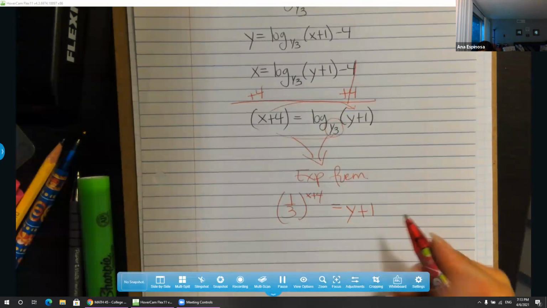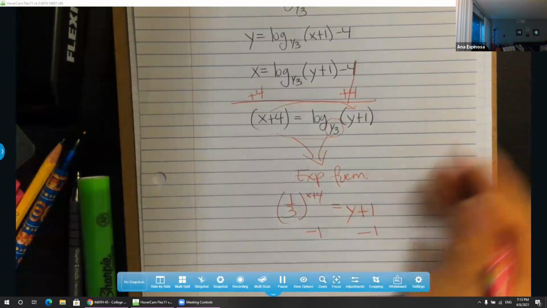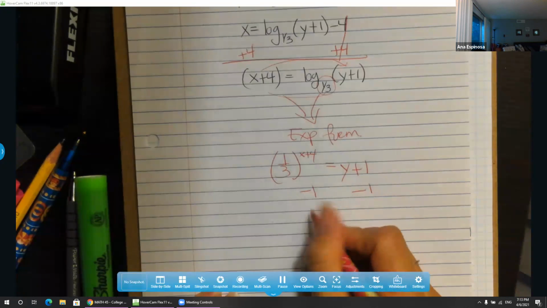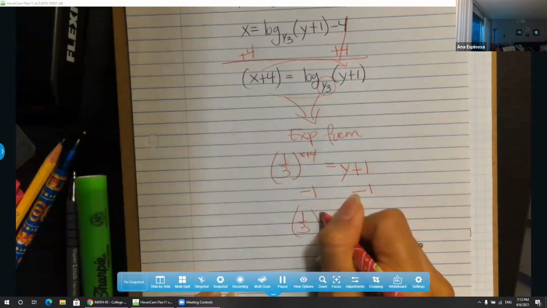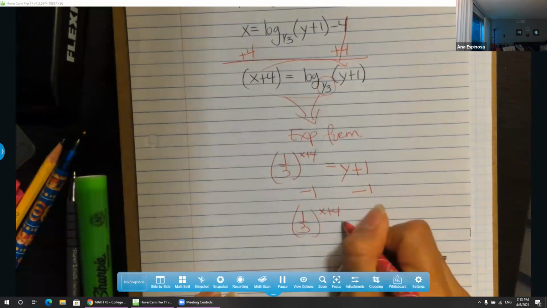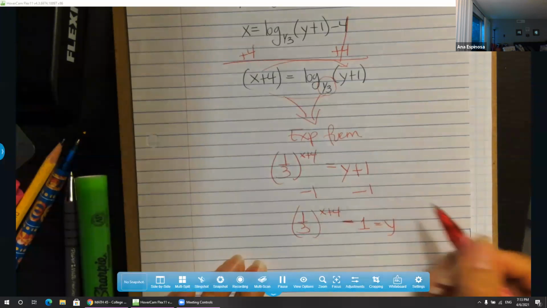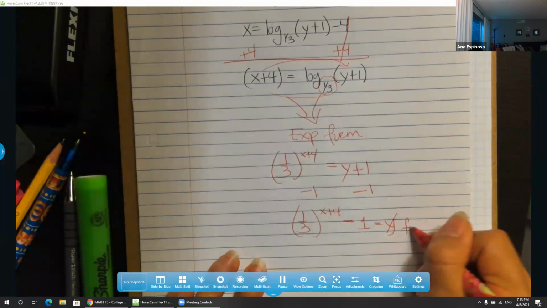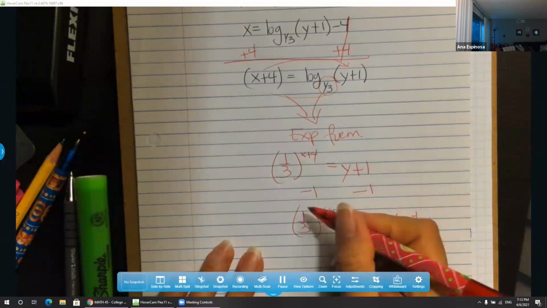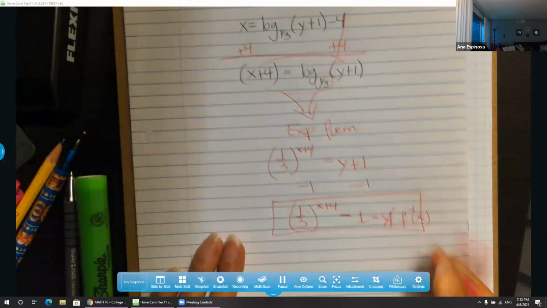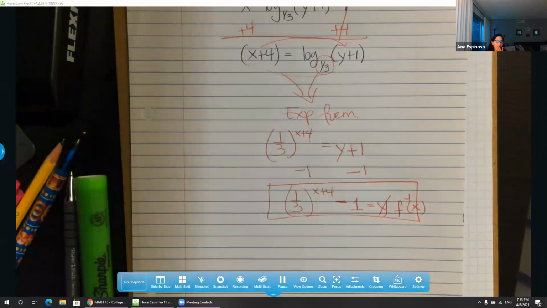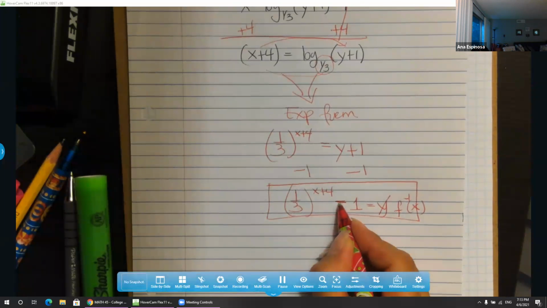And now to solve for y, I just subtract 1. So my answer should be 1/3 to the x plus 4 minus 1 equals y, which you should write as f inverse of x. Oops, sorry, I didn't make the box long enough. Okay, this is a minus 1.